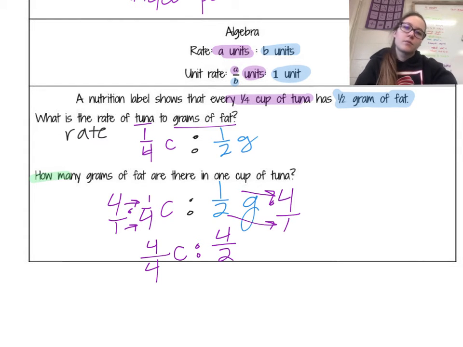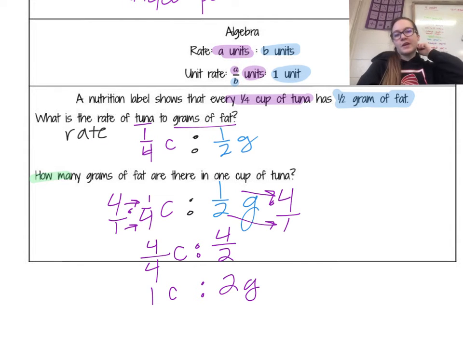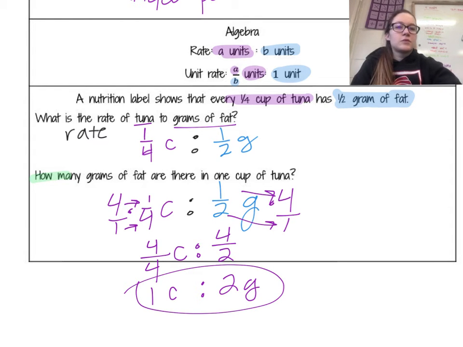Okay. So since 4 divided by 4 is 1, it takes 1 cup, which is our question. That's what we're looking for. And then 4 divided by 2 would be 2 grams of fat. Okay. So there's 2 grams of fat in every 1 cup of tuna.